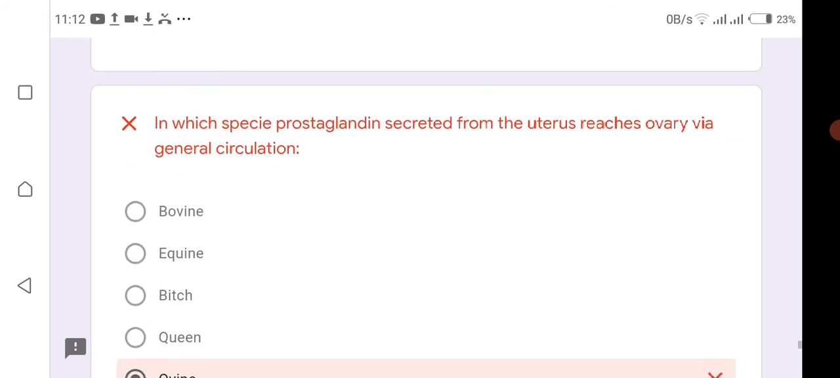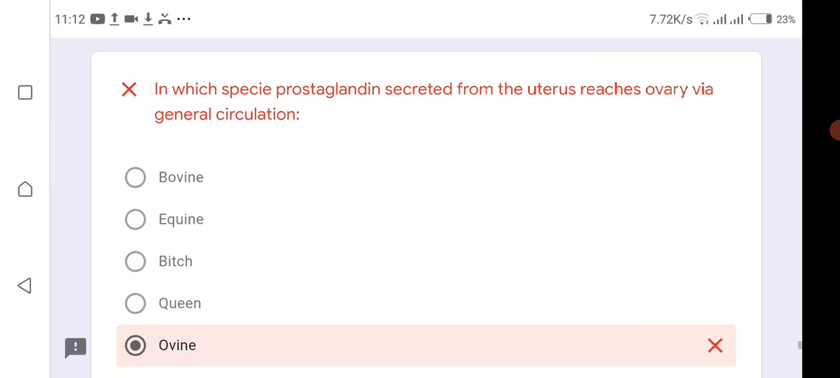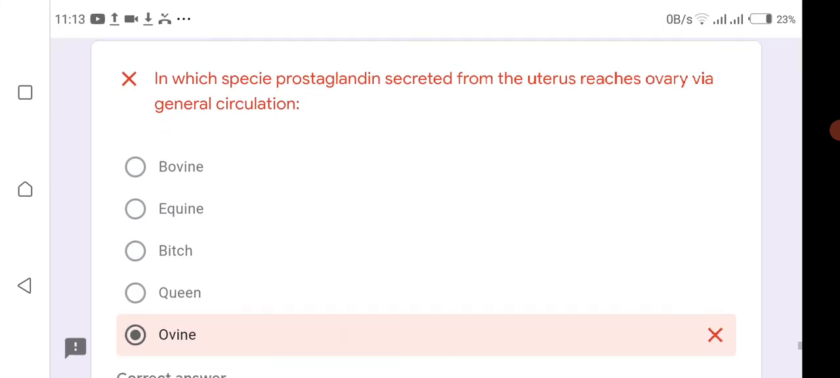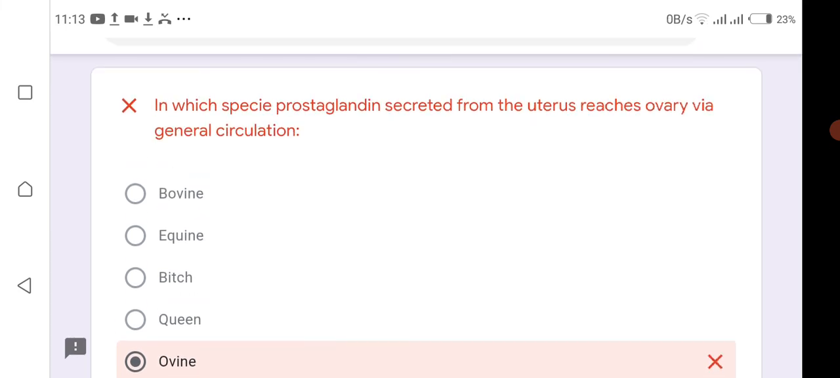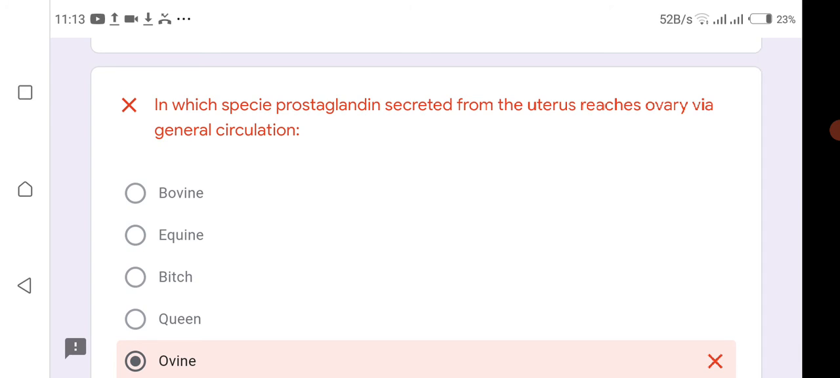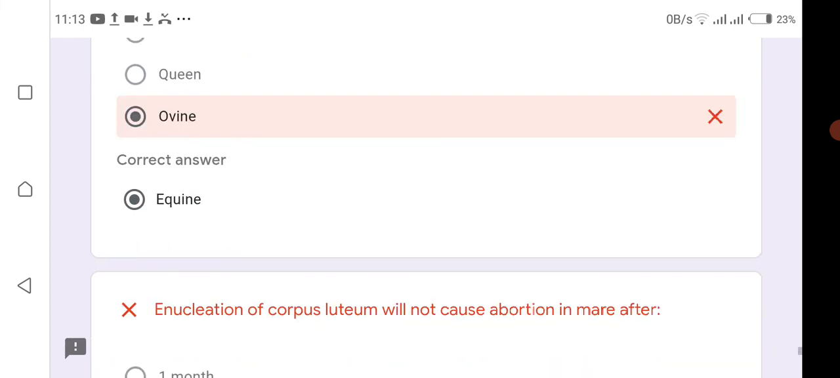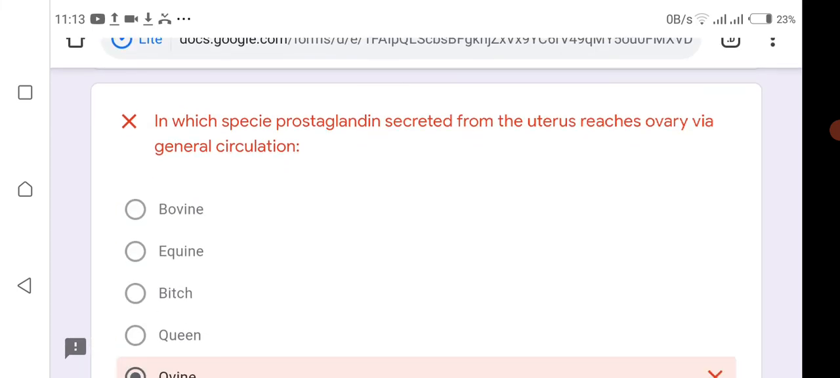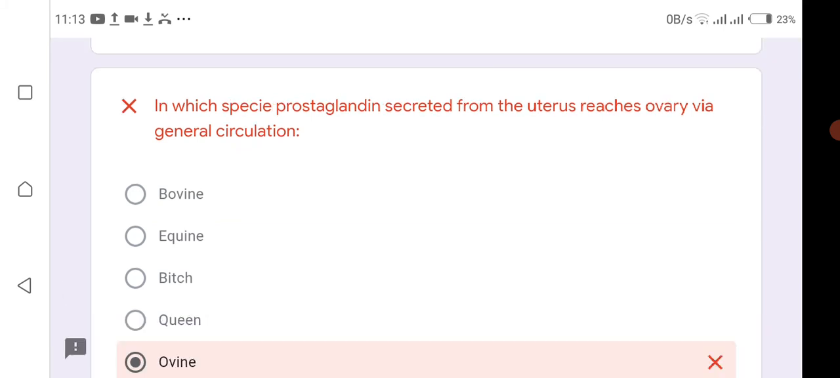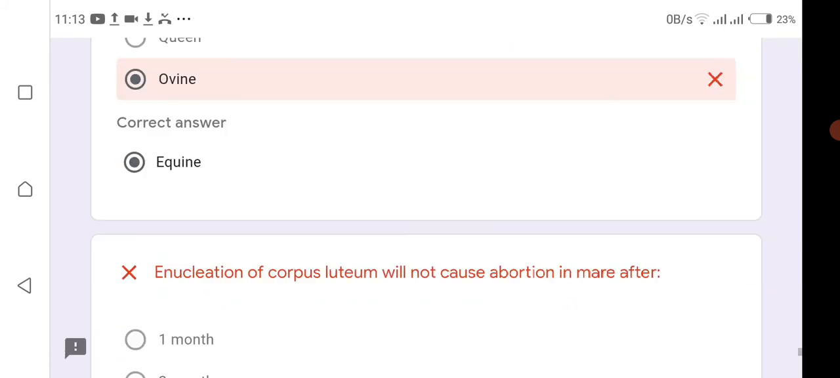In which species does prostaglandin secreted from the uterus reach the ovary via general circulation? In equine, the uterine prostaglandin reaches the ovary via general circulation.